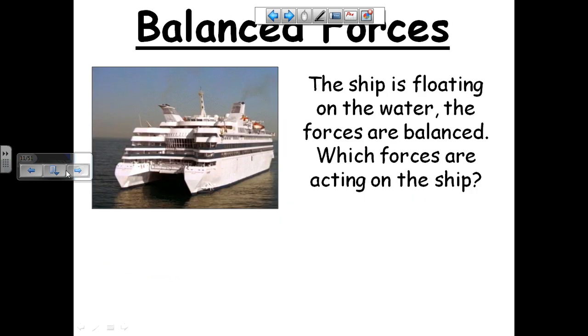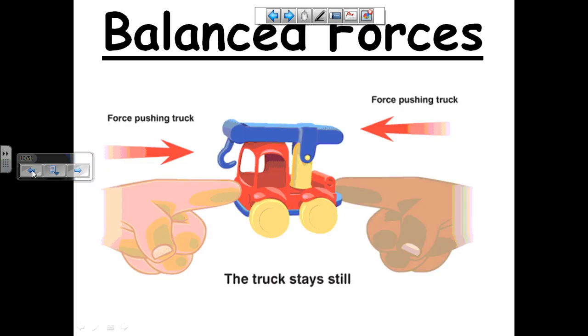Let's look at this first example. This is a basic example of balanced forces acting on an object. You have a toy car and you have two people that are pushing on the car with the same amount of force, but in opposite directions. Therefore, the truck will stay still.